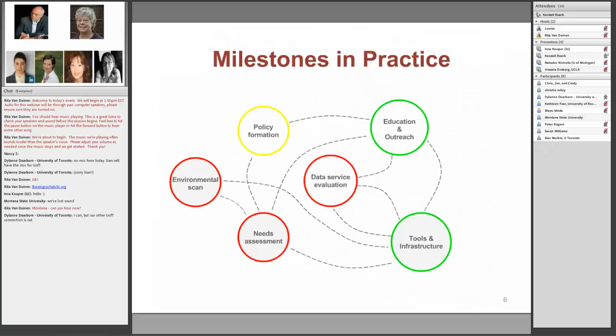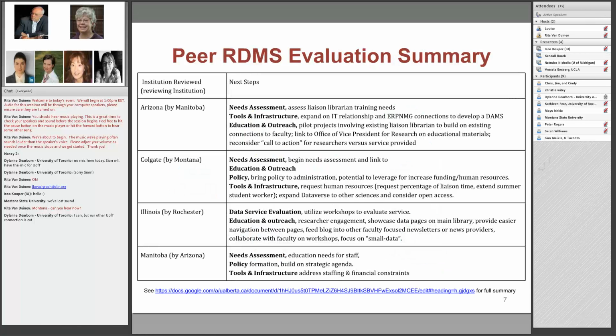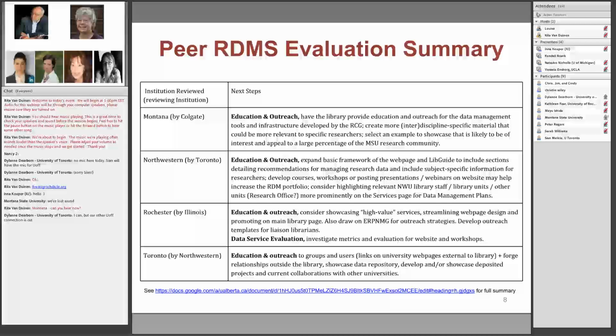So from this, it looks like most of you are engaged in education and outreach and tools and infrastructure, and that many of you have some type of policy formation and then unknown in terms of these three other elements. And that's reflected also in the evaluation summary, so the institutions who offered suggestions for next steps. This material is also in the Google document, so I won't go into those here.